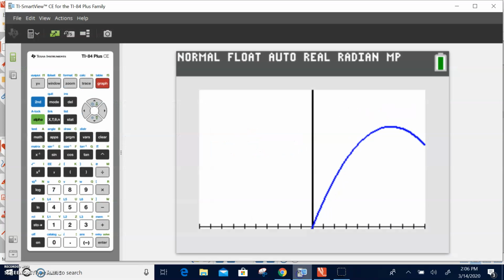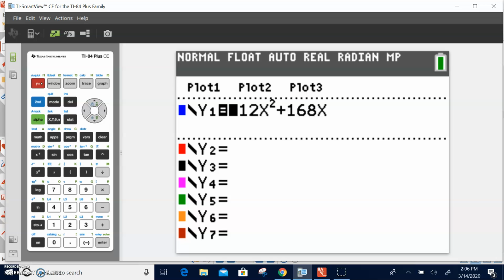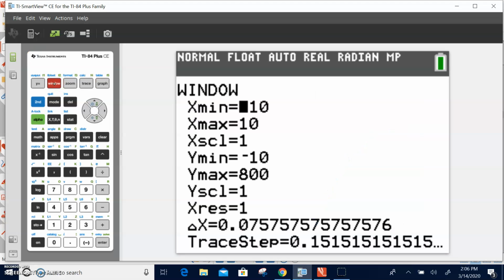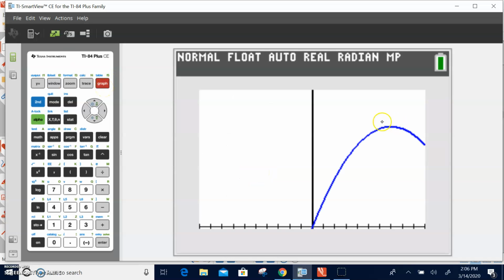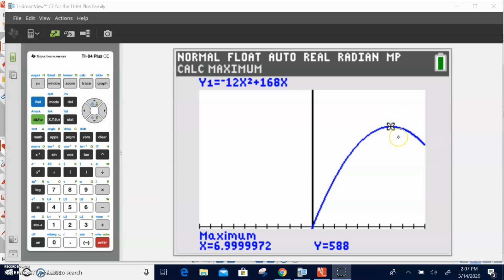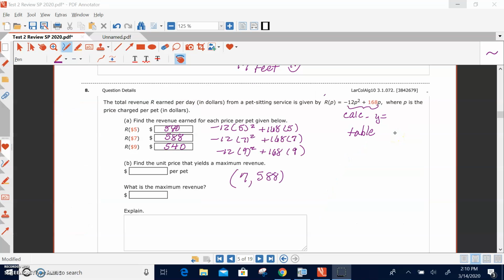So I'm going to my calculator. I have it typed in. I graphed it, and I want you to realize that I had to adjust my window so I could see the graph. All I did was adjust my y max to be a higher value, in this case 800. So I can see I've got a vertex right there, so let's calculate it. From the graph, we see the vertex was at (7, 588). So the unit price would be $7 and the maximum revenue would be $588. That ends this session.